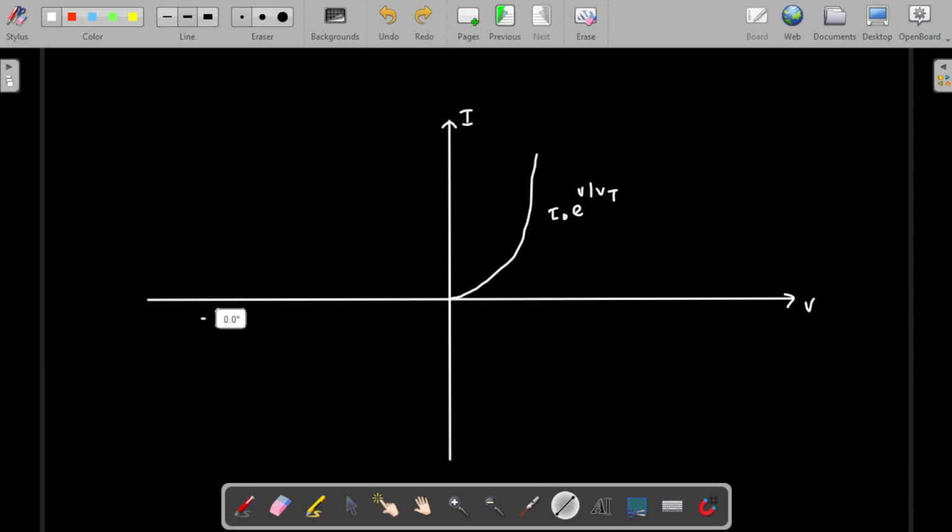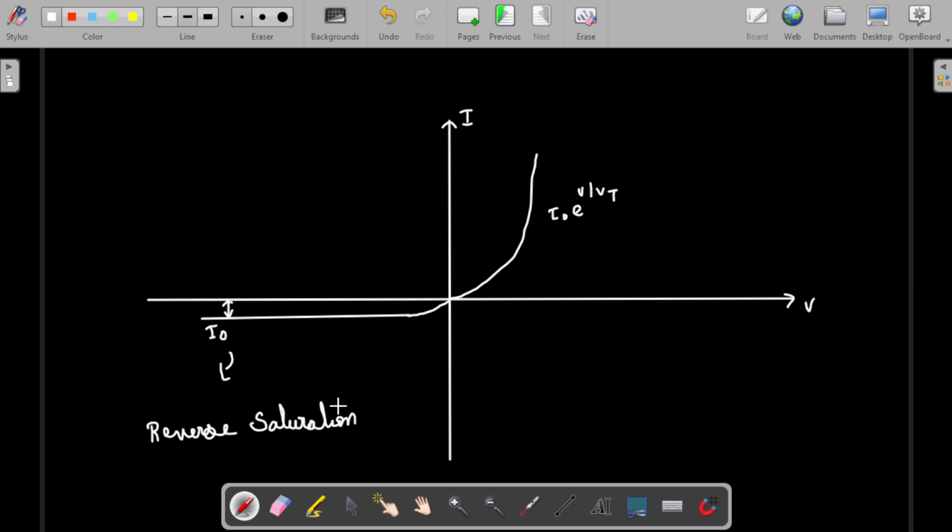That constant can be represented like this, and then eventually it will be fading to 0. So this difference, which is I naught, right? This I naught is nothing but the reverse saturation current. Okay, so I hope it is understood for you guys.